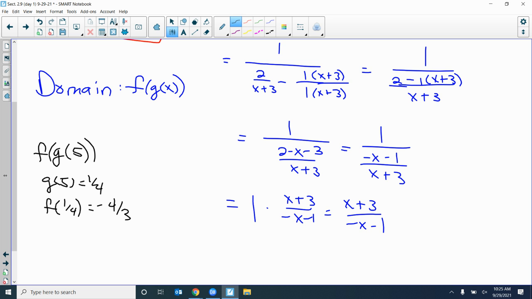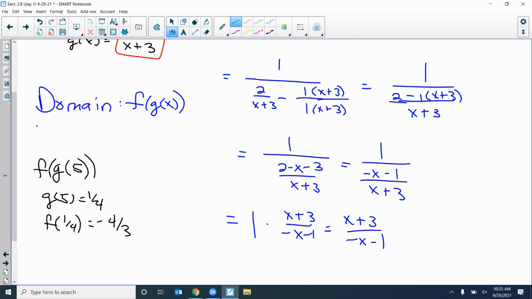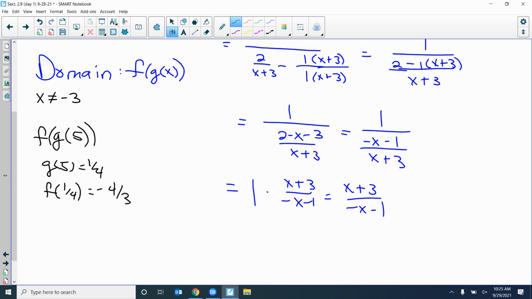So we don't want to go through all the answers, right? What won't work when I plug it into g of x? Negative 3. Negative 3's got to be out. We toss negative 3 out. So x cannot equal negative 3 because of the g of x. Then you have to take a look at your final answer, which was f of g of x, which is x plus 3 over negative x minus 1. What won't work there? Is it negative 1? Yep, negative 1. So I got to throw that out.